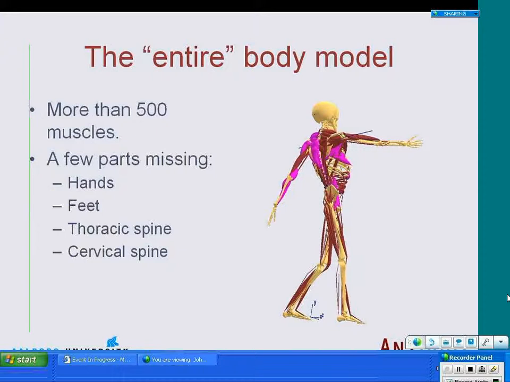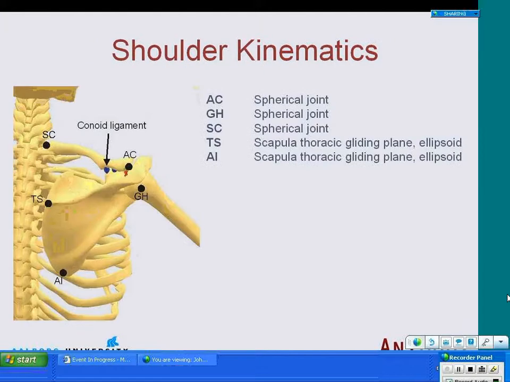Now, initially, I would like to say that the shoulder model is part of the entire body model, which is our body model repository. And this is a repository that comprises the entire human body. It has more than 500 muscles, and there's only a few parts missing before we have the complete body. Right now we are missing detailed models of the hands and the feet, and we are also missing the thoracic part of the spine and the cervical part of the spine. However, there are development projects ongoing in order to get these missing body parts ready, and they will be included in the model repository as soon as we have them.